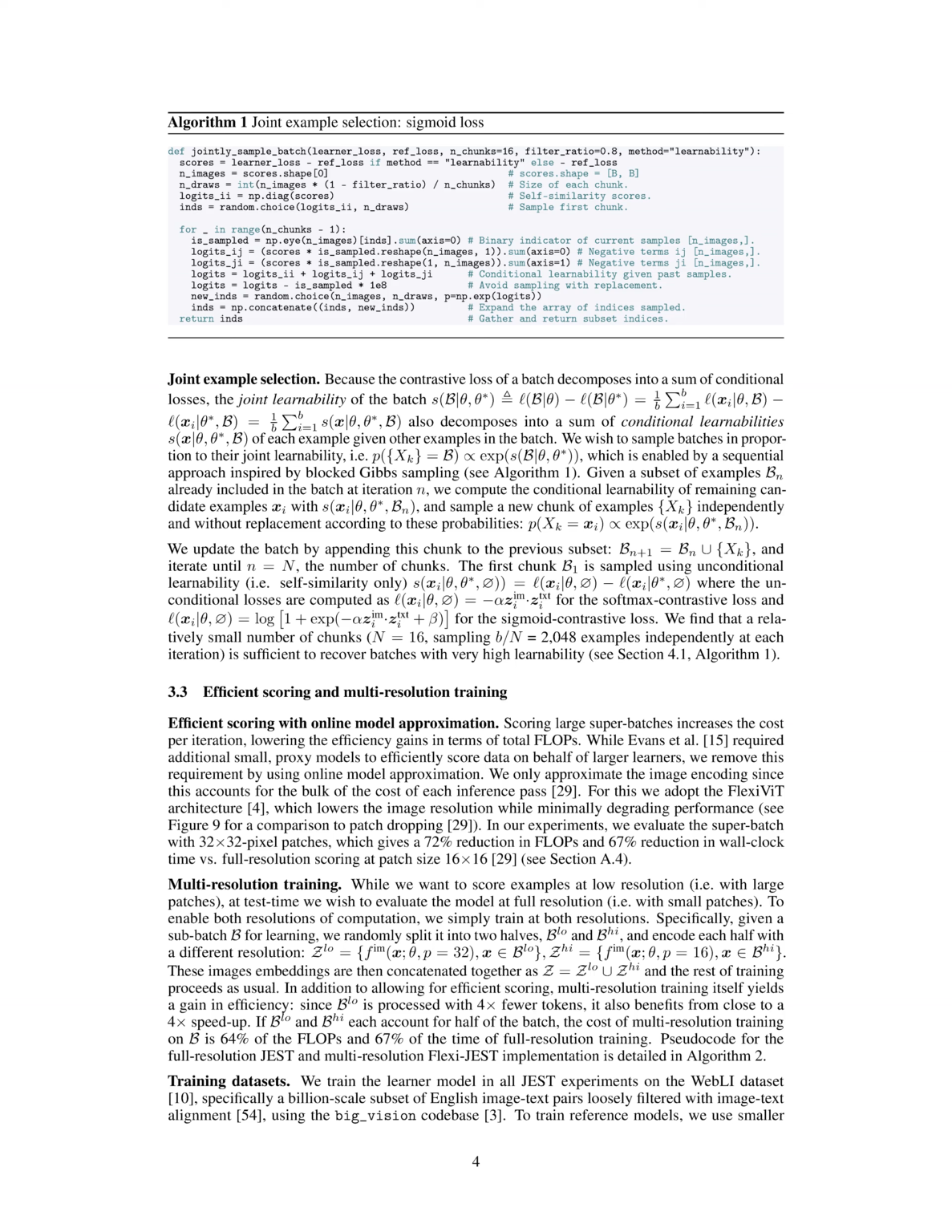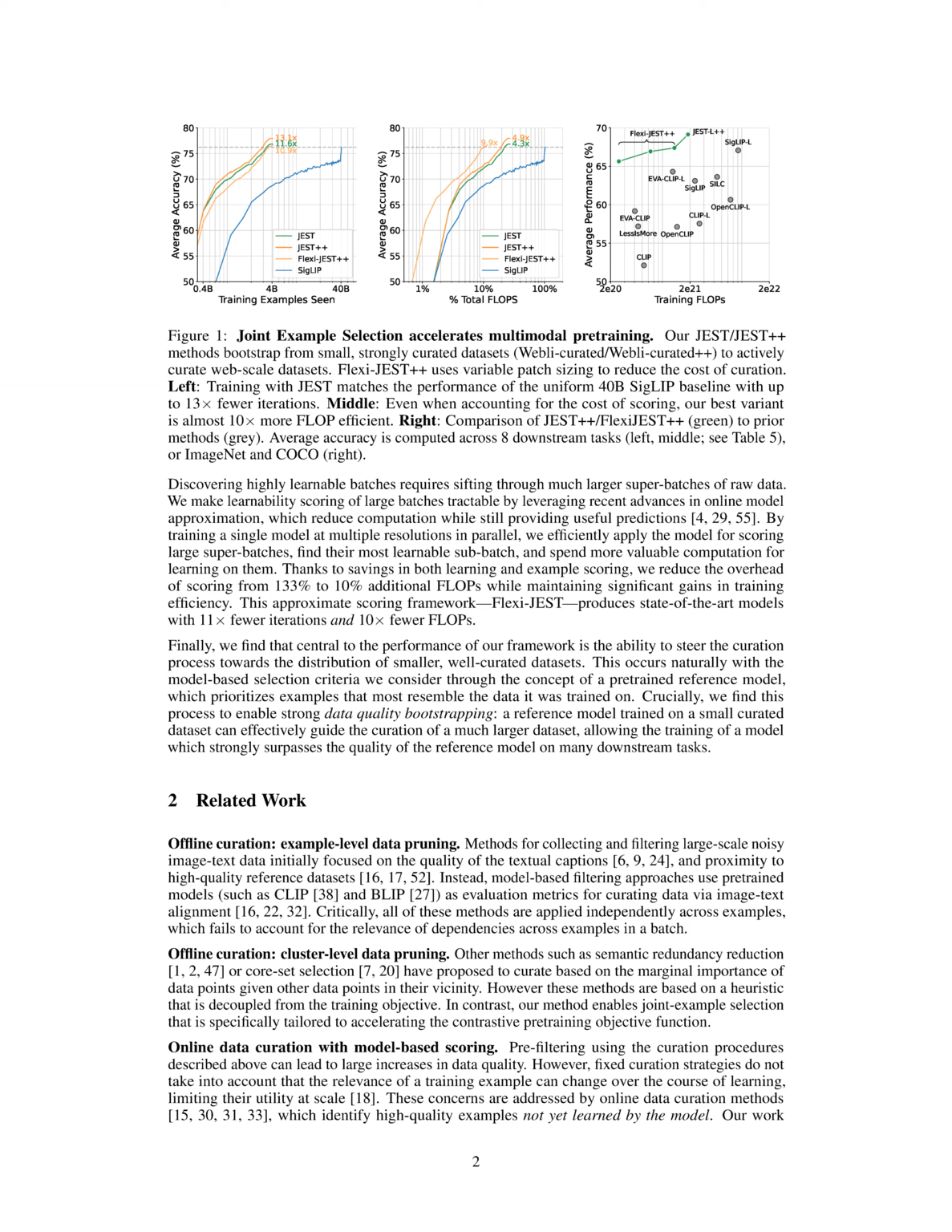4. Efficient scoring and multi-resolution training. JEST leverages online model approximation to score large superbatches efficiently. It uses multi-resolution training to train at both low and high resolutions, allowing for efficient scoring and yielding gains in efficiency. 5. Data quality bootstrapping. JEST utilizes a pre-trained reference model, trained on a small curated dataset, to guide the curation of a much larger dataset, enabling strong data quality bootstrapping and surpassing the quality of the reference model on downstream tasks.